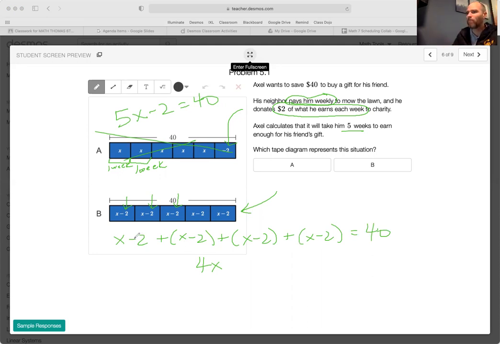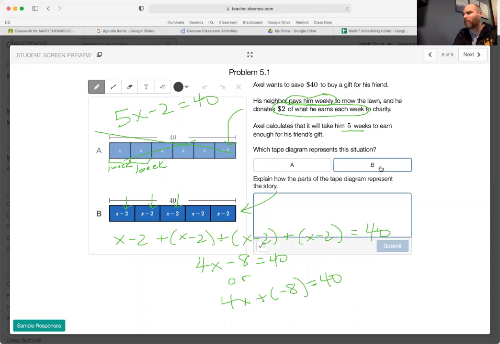And then I have minus 2, but I want you to think of that as negative 2. And then another negative 2, another negative 2, and another negative 2. Well, that's negative 8, which I could write as 4x minus 8 equals 40. Or I could write as 4x plus negative 8 equals 40. Both of those are okay, and it's sort of a stylistic choice of which one of those you prefer. But anyways, the question was really only asking which one of these tape diagrams is right, and B is right.